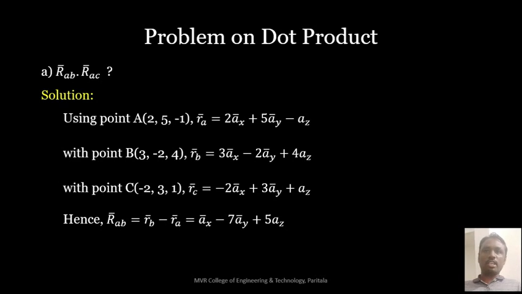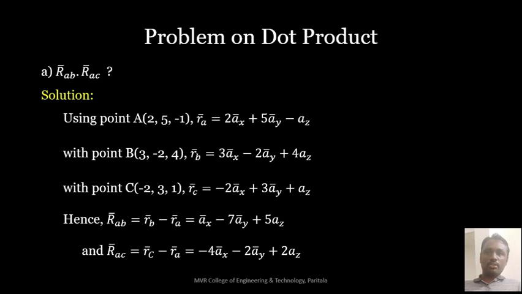Now we need to identify RAB, which is equal to RB bar minus RA bar. We obtained this formula from the previous analysis. How are we able to subtract the vectors? We need to subtract A from B, simply subtracting the components of X, Y and Z. What are the components of X? 3 for RB and 2 for RA. So 3 minus 2 equals 1, so the resultant vector is 1 AX bar. Then minus 2 minus 5 equals minus 7 AY bar. Then 4 minus of minus 1 gives plus 5 AZ bar. Hence we identified RAB bar, which is equal to AX bar minus 7 AY bar plus 5 AZ bar.